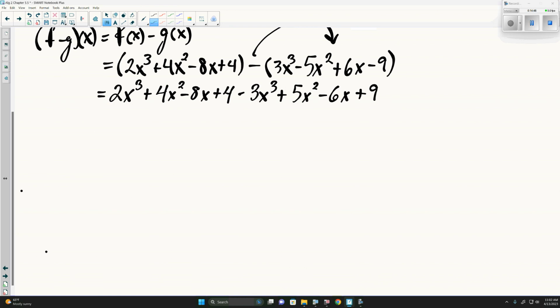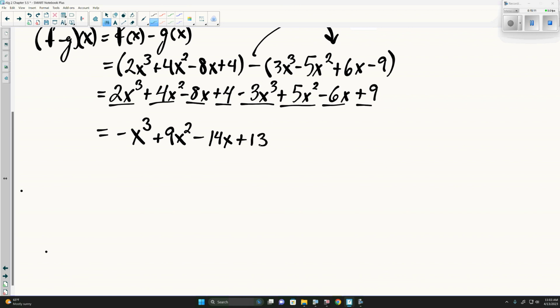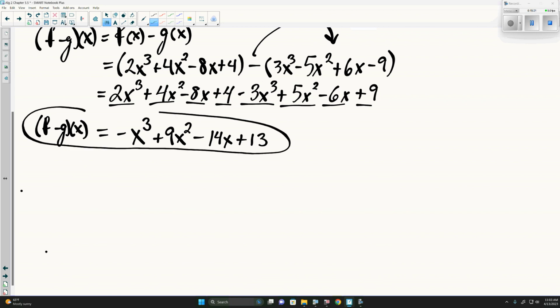When we combine like terms now, 2x cubed minus 3x cubed is negative x cubed. 4x squared plus 5x squared is plus 9x squared. Negative 8x minus 6x is negative 14x. 4 plus 9 is plus 13. So f minus g of x is this here.